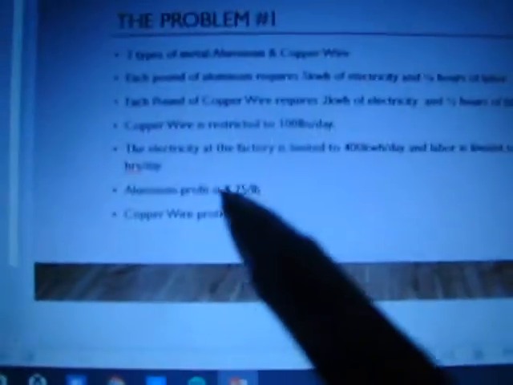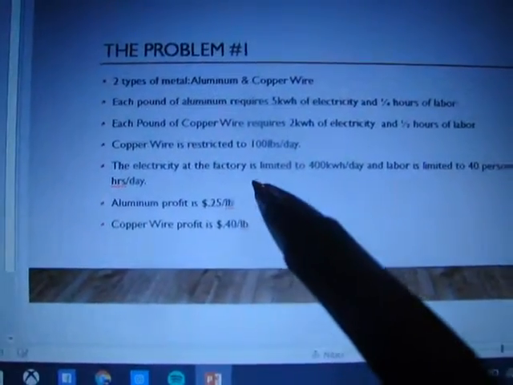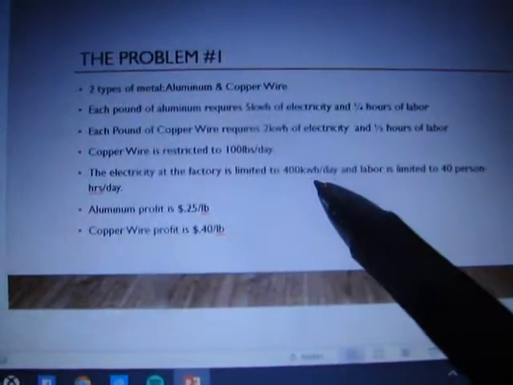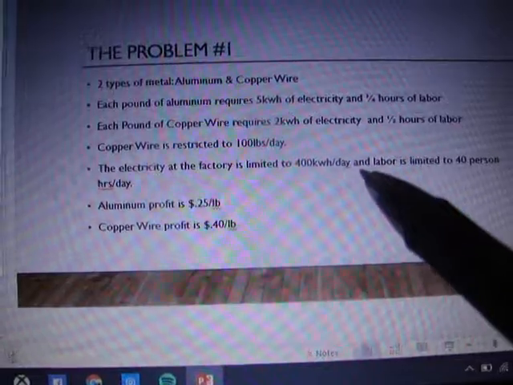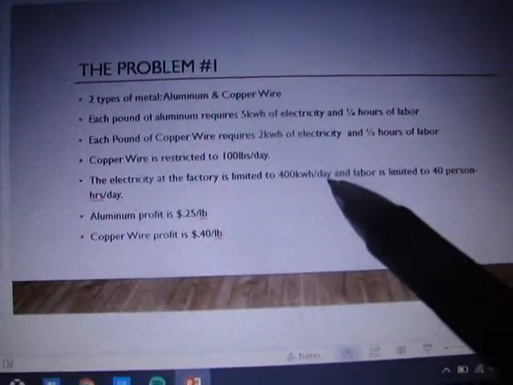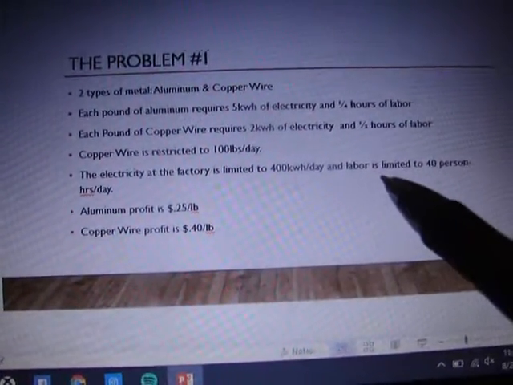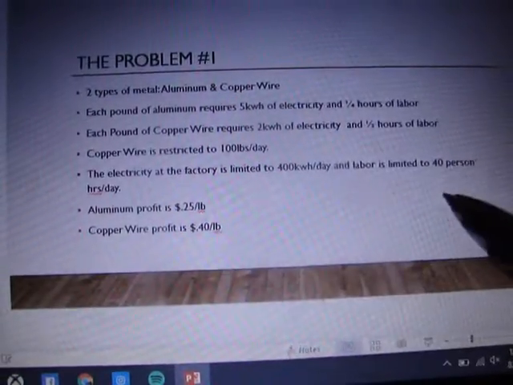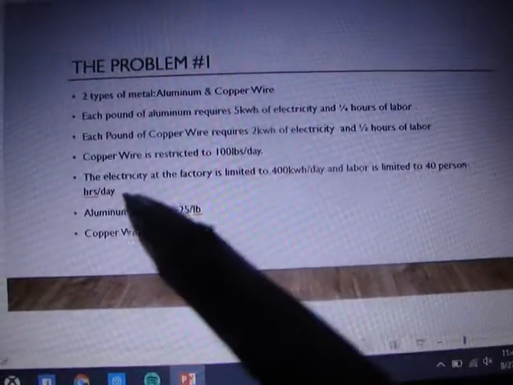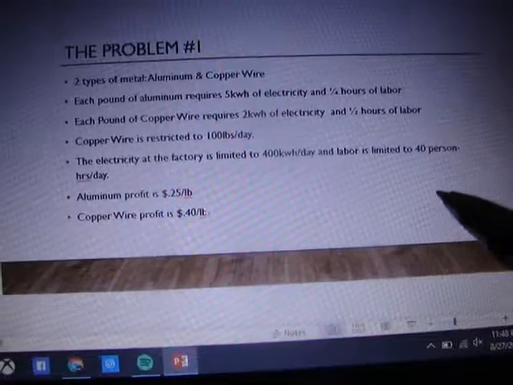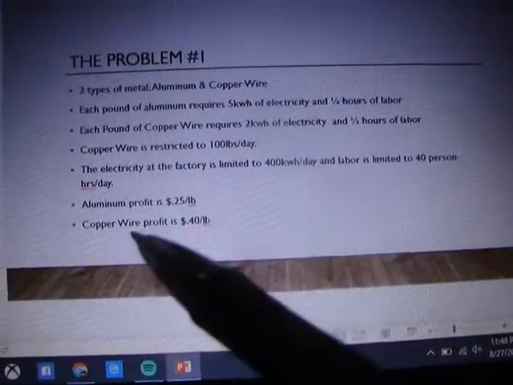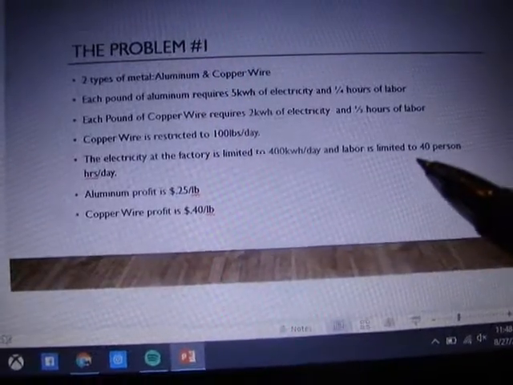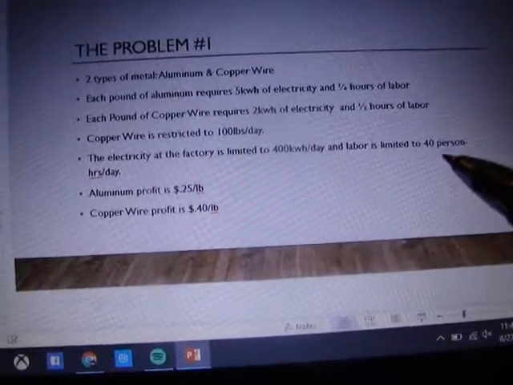Electricity in the factory is limited to 400 kilowatts a day, and labor is limited to 40 people per day. That's about 40 person-hours per day. You won't get your points taken away for not knowing how it's worded. It was pretty confusing, but my partner and I got the idea.